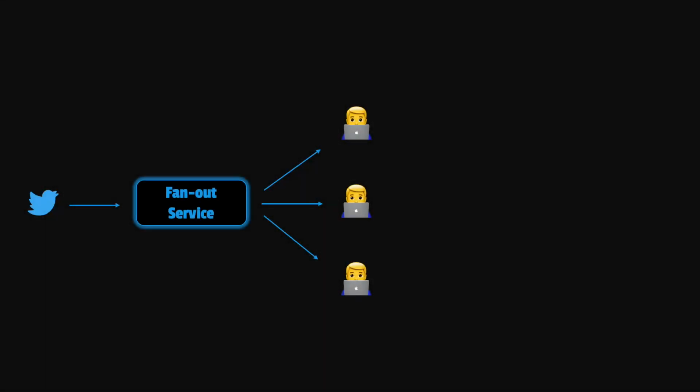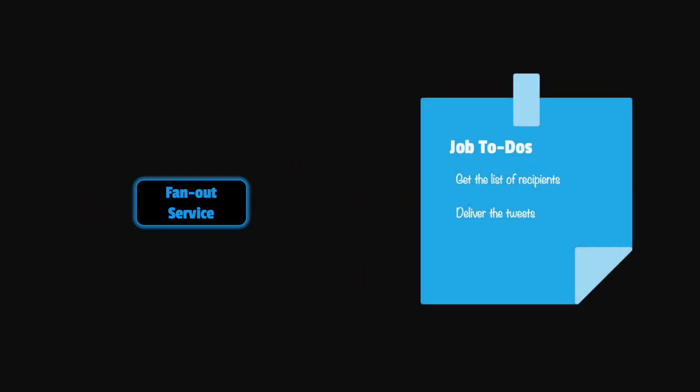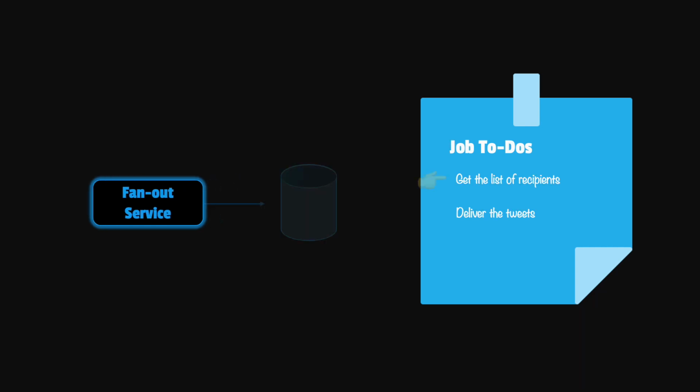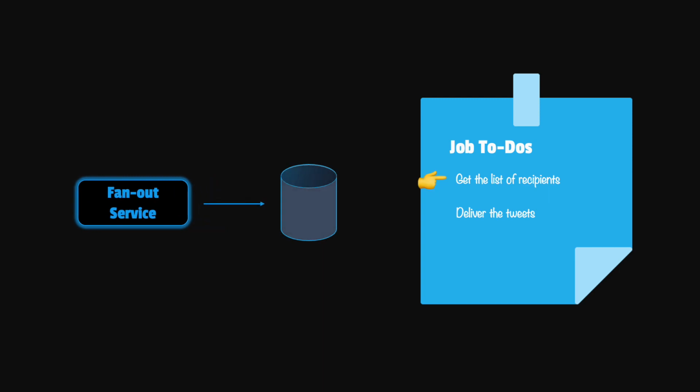The main job of the Fanout service is to take care of distributing a specific tweet and to do it efficiently. More specifically, it should gather a list of recipients and deliver to them. This looks simple enough without considering the scale and the throughput. Let's see how it would work.